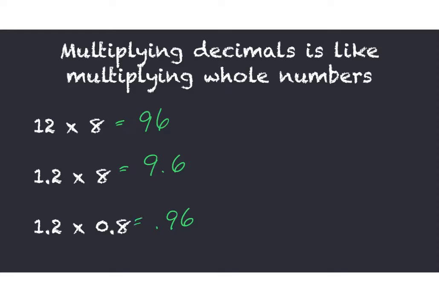Did you guys notice that they all have the same digits in the same order? And that the only difference is the placement of the decimal point? So when we're multiplying decimals, we multiply a number in the same way that we did when we were multiplying it as a whole number. The only difference is that we then have to decide where to place the decimal point in our answer. So let's take a look at the strategy of estimating to place our decimal point.